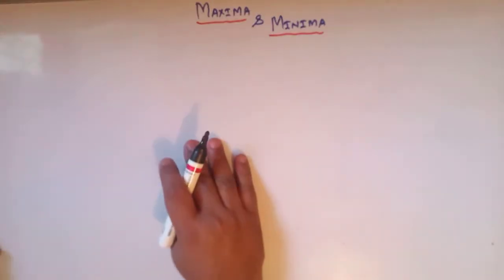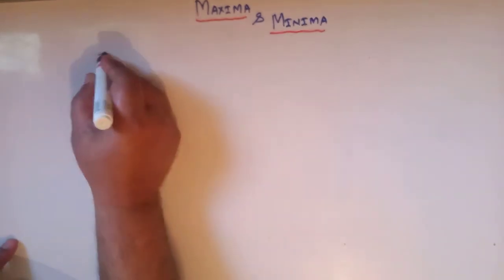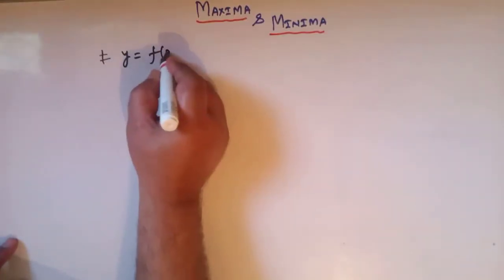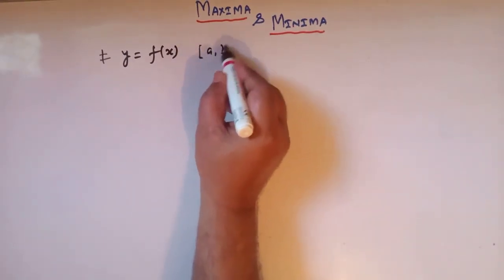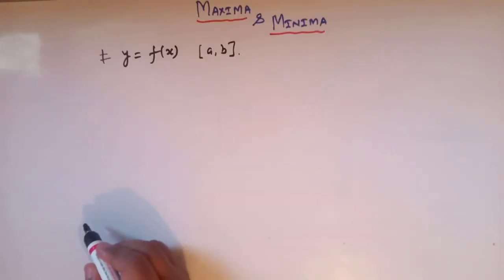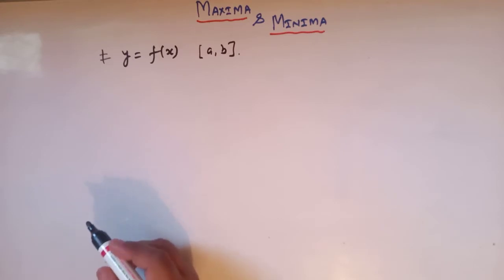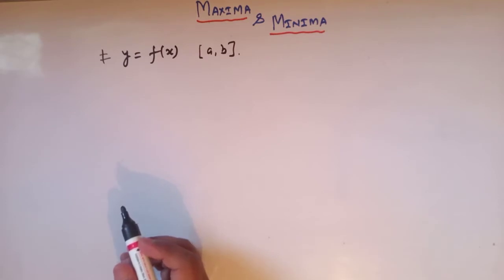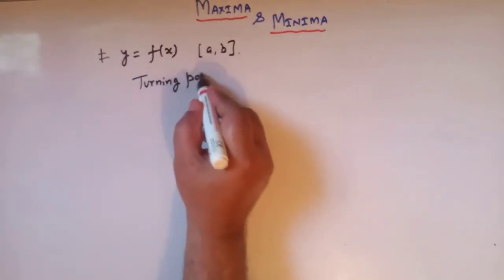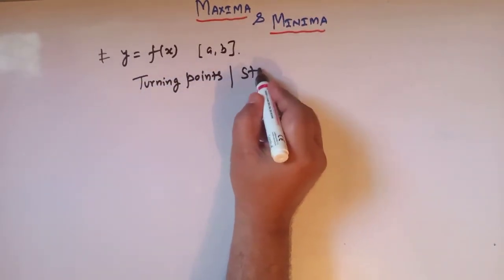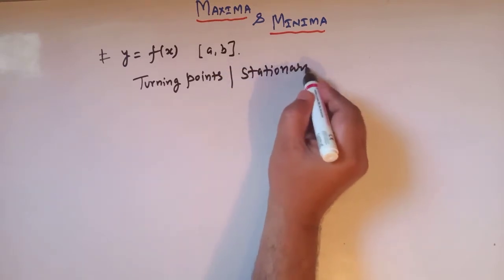Now let us take a function y equal to f(x). Let this function be continuous and differentiable in the closed interval [a, b]. Now viewers, in maxima and minima, our main aim is to find the turning points, or the points where the graph of the function takes a turn. Clear? Such points are called turning points, or stationary points.